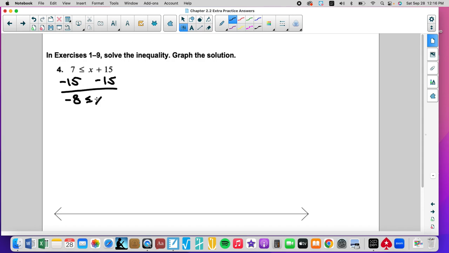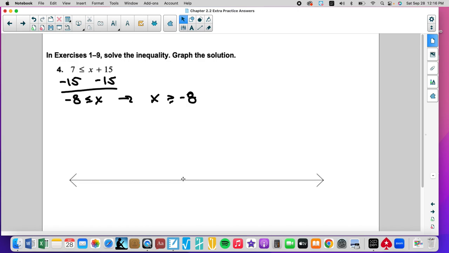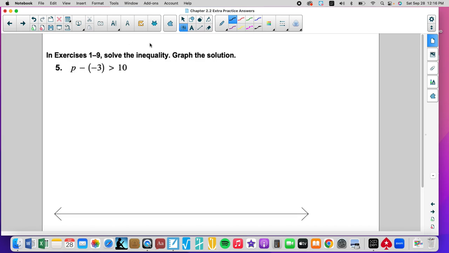-8 is less than or equal to x. I'm going to rewrite that as x is greater than or equal to -8. I'm going to take my graph, show where 0 is, show where -8 is. It's going to be a closed circle and going to the right. We have to read the directions. It says to solve and then graph. That's why we know this is a good one.